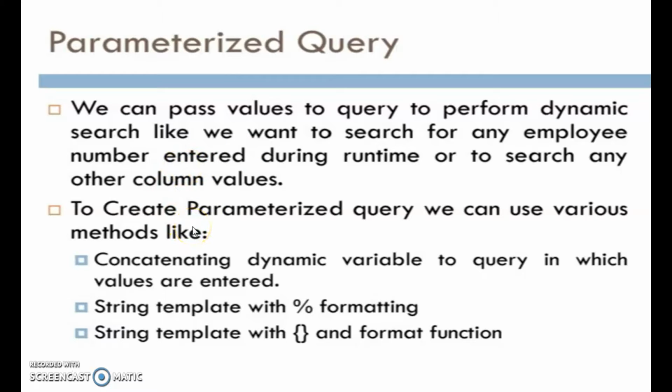So to create a parameterized query, we can use various methods. There are three methods. First one is concatenating a dynamic variable to the query in which values are entered. Second one, string template with the percentage formatting. And third one, string template with the braces and format function. These are the three methods to pass variables to a query. So the first one.